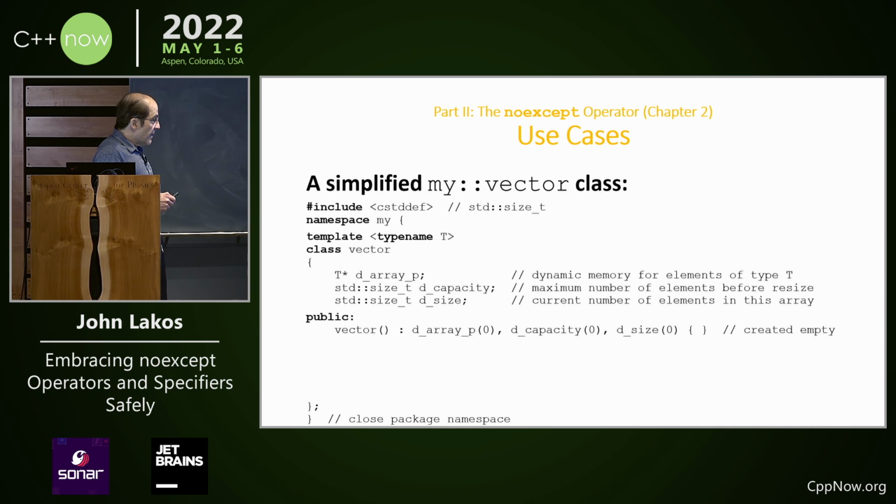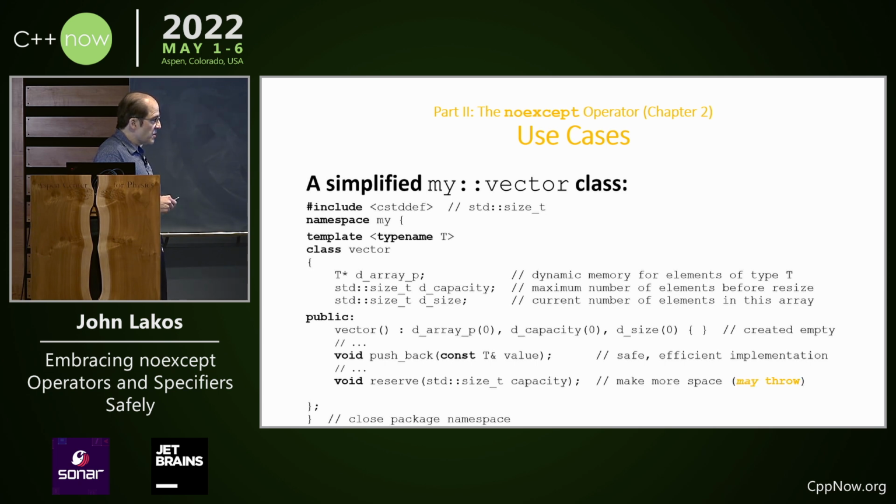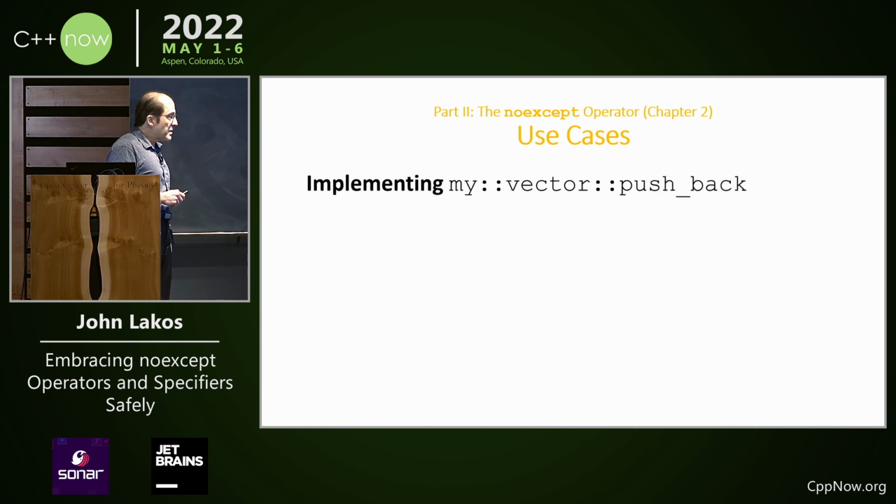Anyway, we have the vector, and we initialize it, we create one empty, and that's important. We wouldn't want to initialize the vector with an allocation in case we have a lot of empty ones, so that's a good decision. We have some safe, effective implementation. We have this reserve thing. Reserve might throw. And then swap. Swap really can't throw. If swap's going to throw, then we have a serious problem. And of course, that's noexcept.